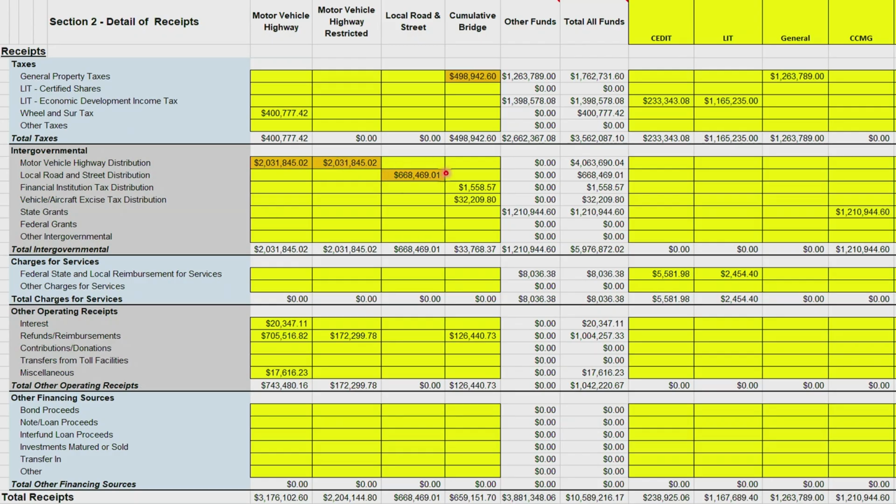And then you can see their LRS distribution from the comptroller's office and the LRS account. This county also had some other funds that they put into their NVH fund, like their wheel tax and excise surtax. They had $400,000 from the wheel tax and excise surtax deposited into their NVH fund. Also highlight on here the Community Crossings Matching Grant, $1.2 million. And it is in the state grant line. So all checks out and looks good from my end here.